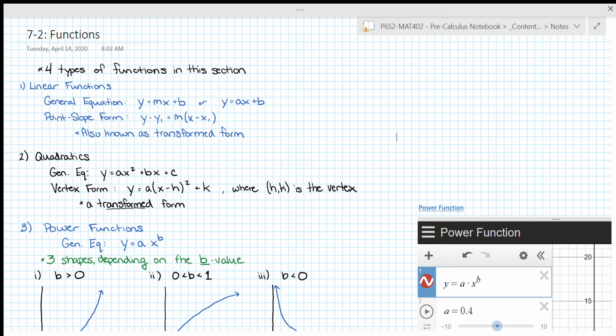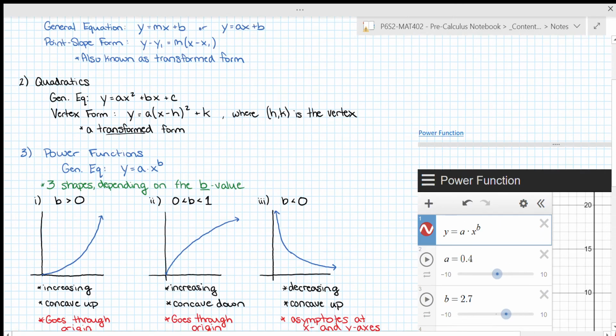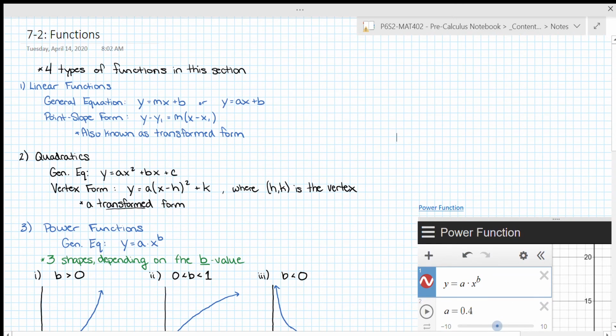Right. In this video, we're going to briefly review some of the four main function families that you've already been introduced to in algebra: linears, quadratics, powers, and exponentials, with a really quick emphasis on power and exponential functions. Right? You've spent a lot of time dealing with linears and quadratics in algebra.